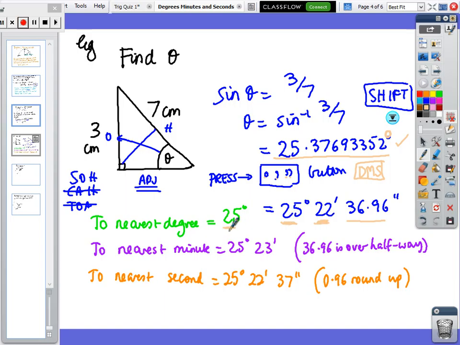But if it was to the nearest minute, so it's 22 minutes, but no, 36.96 is over halfway, because halfway is 30 again. So 22 minutes becomes 23 minutes.